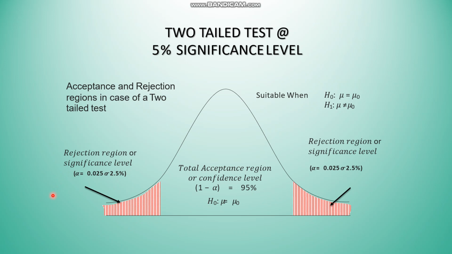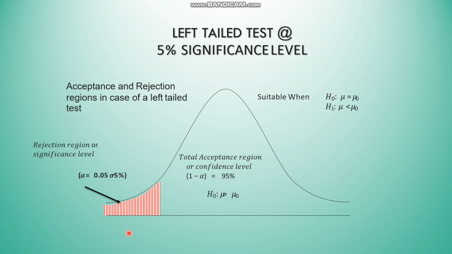So 5% means 5 divided by 100, which gives 0.05. That is for the one-tailed test. When it is two-tailed test, we again divide that value. So 0.05 is again divided by 2, which gives 0.025. So this is the two-tailed test significance level.